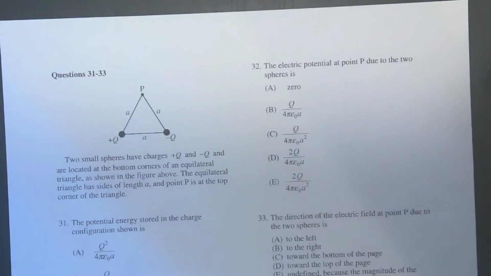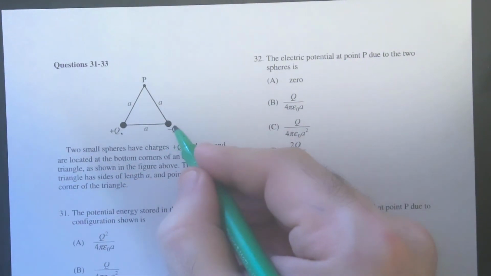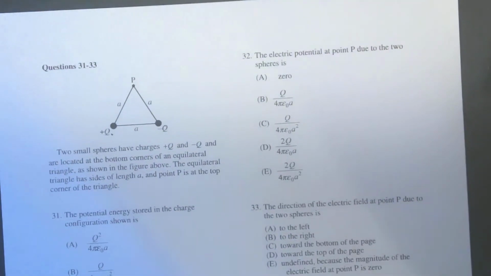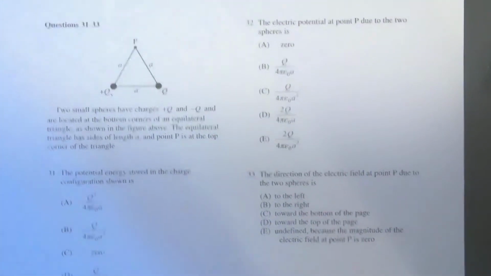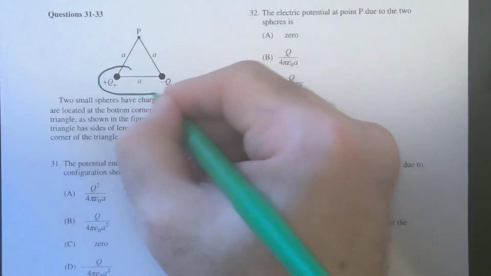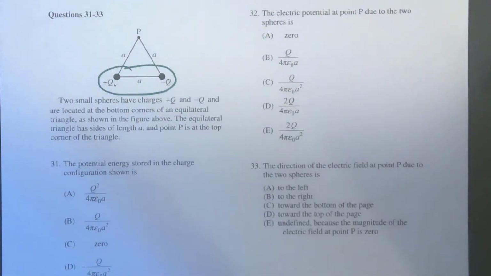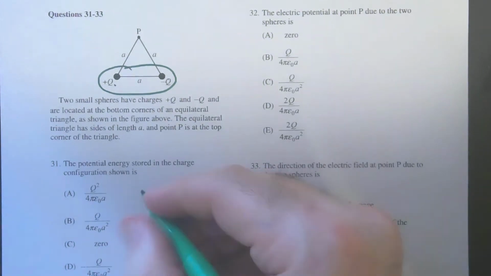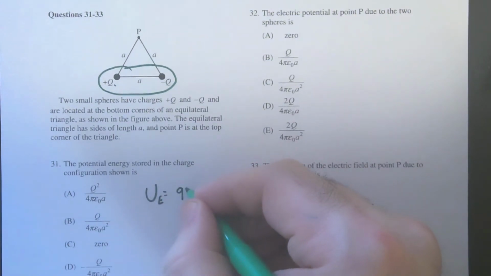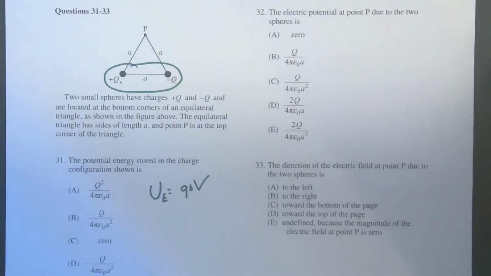And now we're at question 31. We see this dang triangle again. Come on now, peeps. Positive Q, negative Q, and point P. We're trying to find the potential energy stored in this configuration. Now, what that means is you're trying to find the potential energy due to these two things, because nothing else matters. So what we're going to do is say, on the formula sheet, potential energy is Q times the change in voltage.